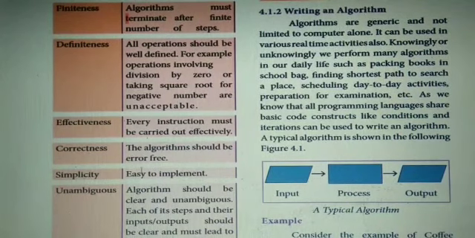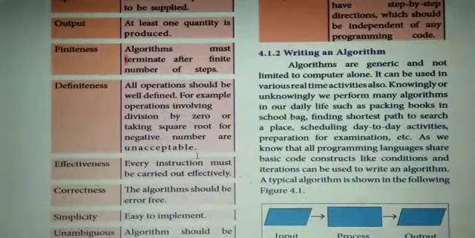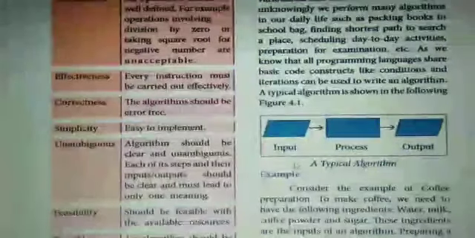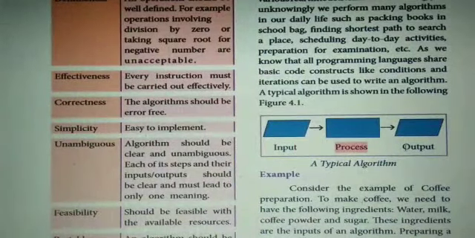Then simplicity, easy to implement. In a number of ways we can create a coffee or whatever the process. That should be a simple one, then only the user will prefer. Already I told you an example, the shortest path to reach a school, that only we will prefer. While coming also, by walk, by bus, by bike, whichever is the easiest one, we will prefer that one. Right? So we should follow all these characteristics. There must be an input and process, then output.